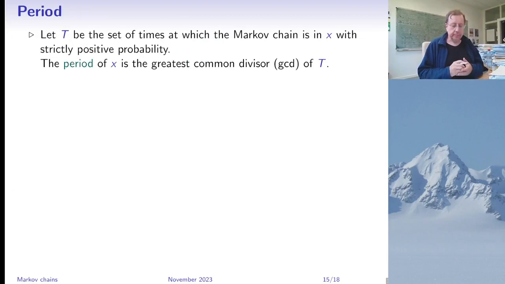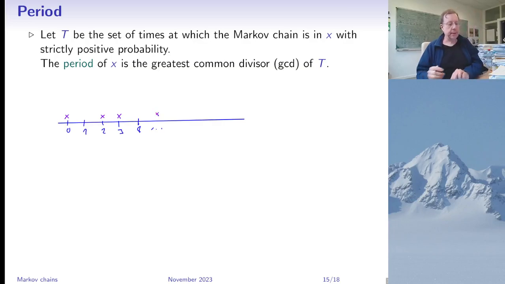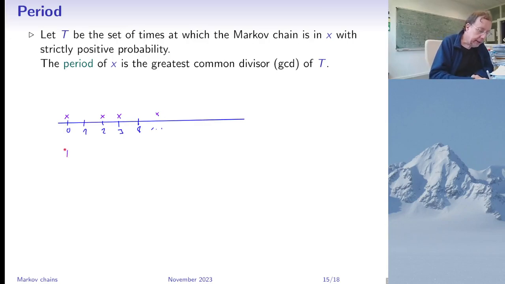There's one more thing we need, that's the concept of period, and we have already seen this in our simple example. Here I fix a state X, and I look at what times I'm back at that state with positive probability. It could be something like this. Let me write here my times: 0, 1, 2, 3, 4, and so on. At time 0, of course, I am at state X. Then maybe I am again there with positive probability at time 2 and at time 3 and maybe at later time 5 and so on. So in this case, my set capital T will be the set 0, 2, 3, 5, and so on.